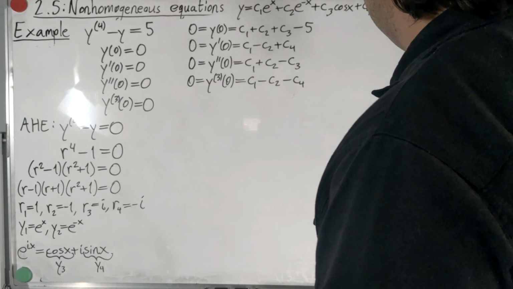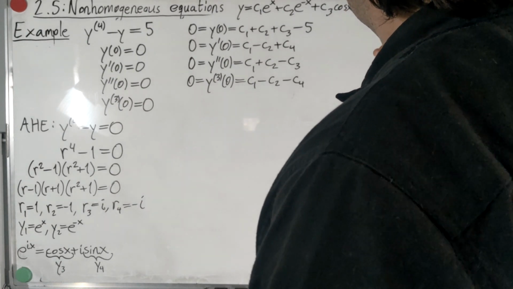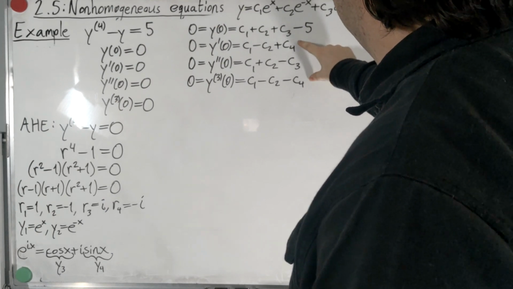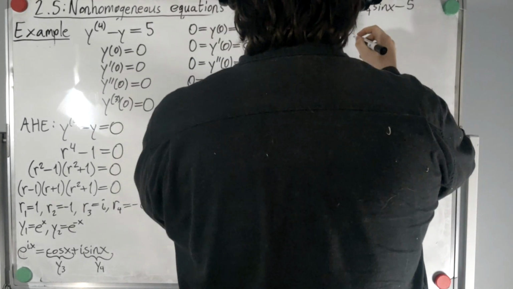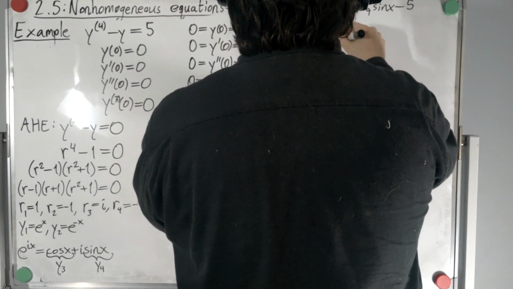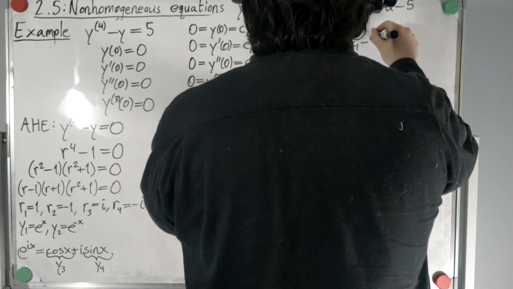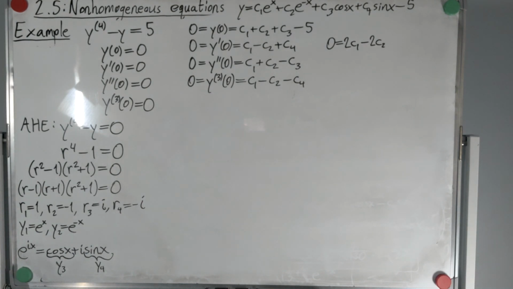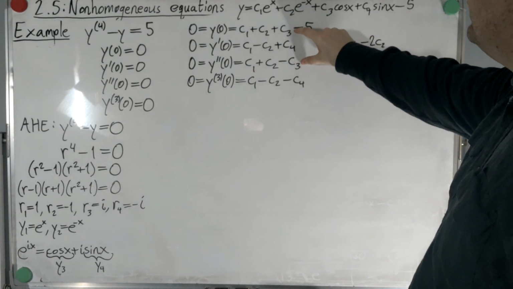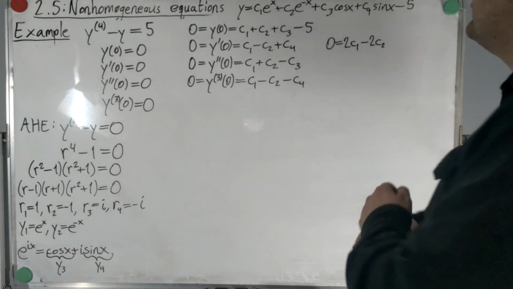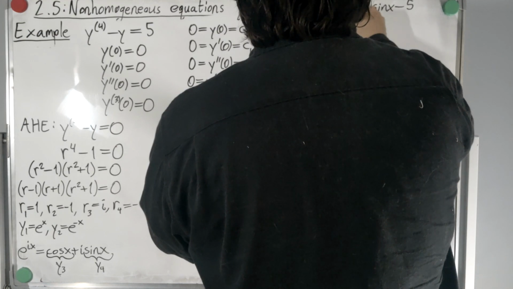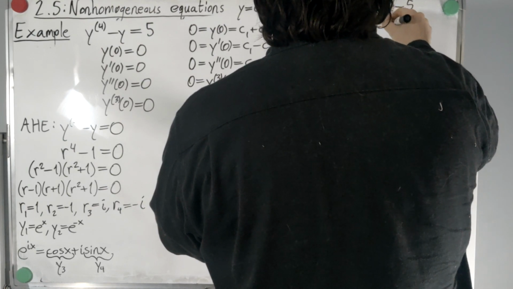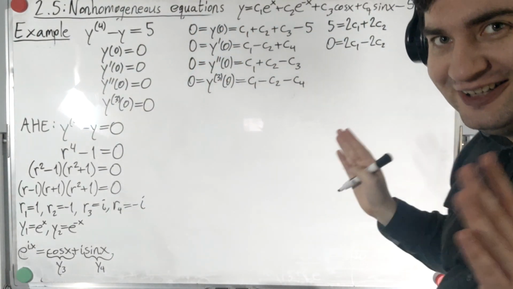So let's see here. I suppose the way that I would choose to do this is, first of all, I would add the second and fourth equations. If you do that, then you'll get 0 equals 2c1 minus 2c2, and then the c4s cancel. Then I'd add the first and third equations. If you do that, you'll get 5 equals 2c1 plus 2c2. I moved the 5 over to the left-hand side in case that wasn't clear.